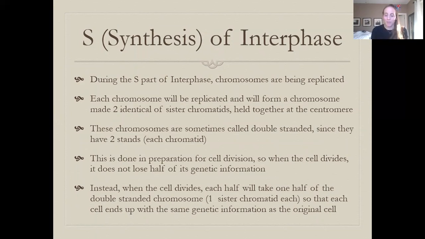This needs to happen before cell division can occur because you want to be able to then rip apart your sister chromatids, put them into different cells, and each cell ends up with the same chromosomes that you started with. So you started with a single chromosome, then you doubled it, and then you split them apart and they're back to single chromosomes in separate cells.